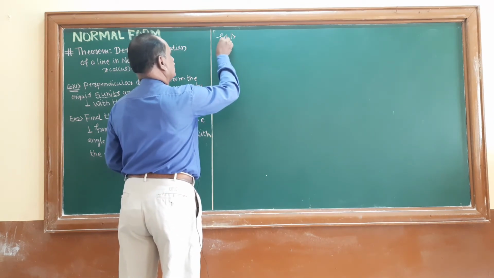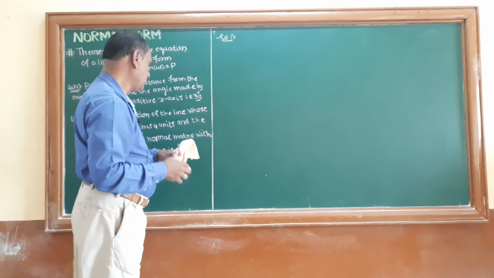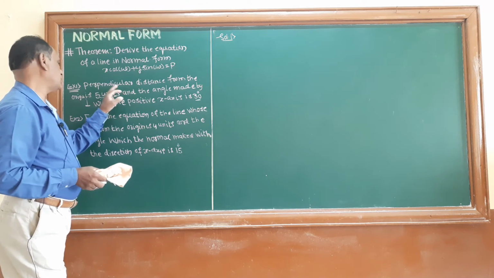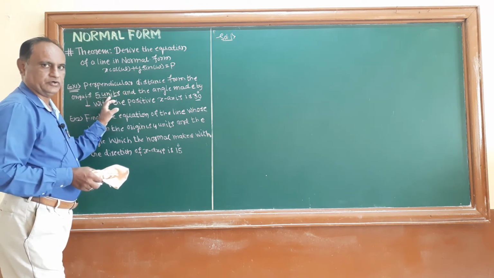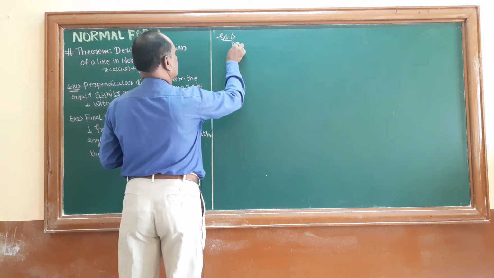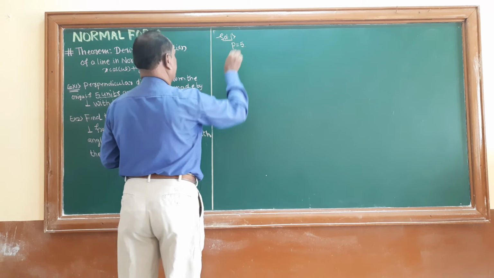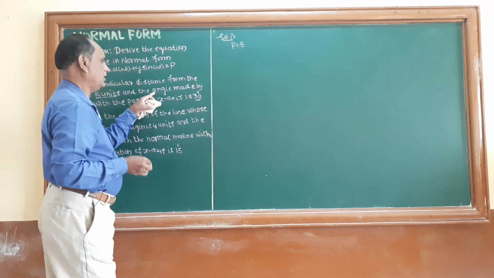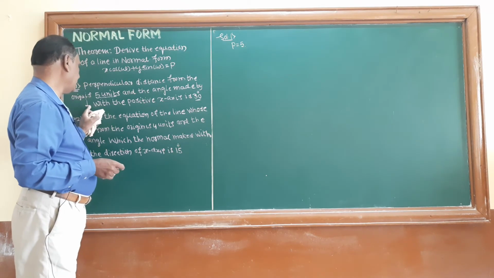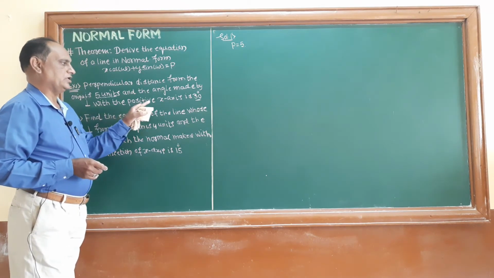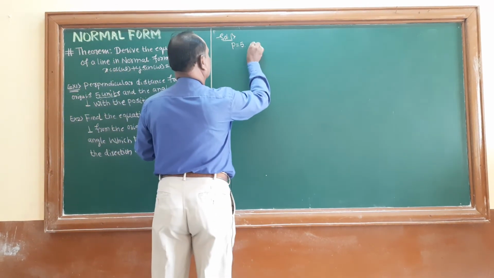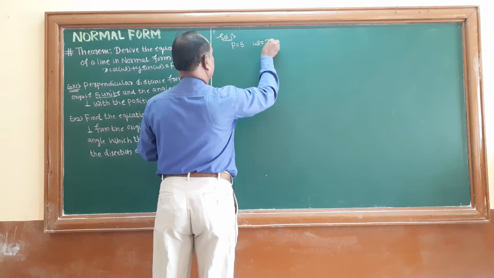Solution for example number 1. The given things: the perpendicular distance from the origin is 5 units. It means that p is equal to 5, and the angle made by the perpendicular with the positive x-axis is 30 degrees. It means that omega is equal to 30 degrees.